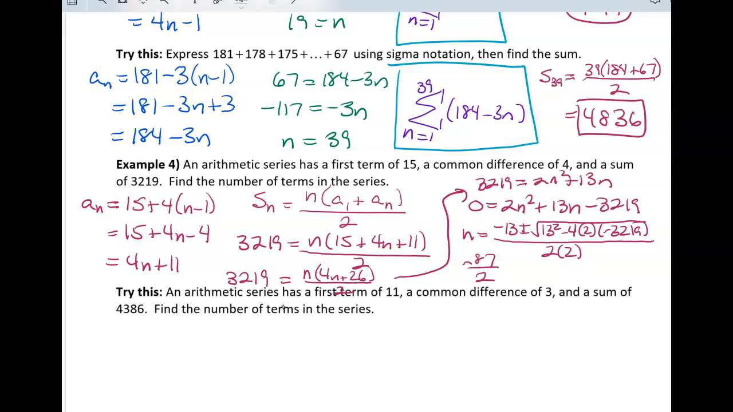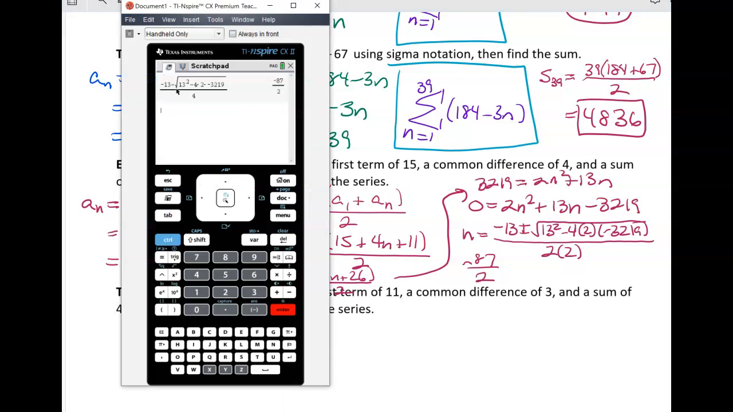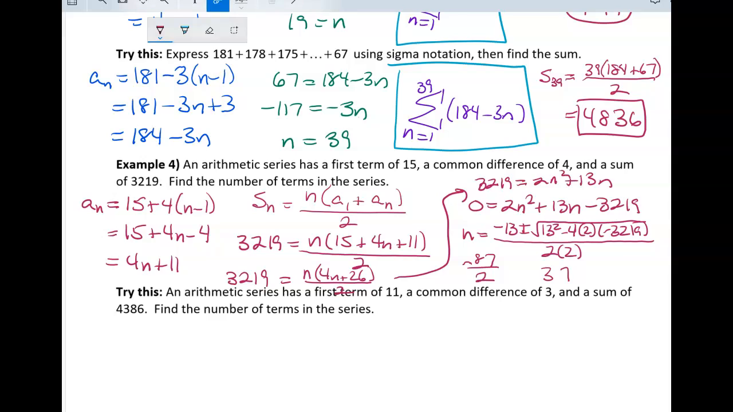There's a couple things wrong with that answer. Number one, it's negative. The number of terms in the series should not be a negative number. Number two, it's fractional, and n is a counting number. Now that's okay, because we have two solutions. One of them will be the right one. So apparently the right one is when we use plus instead of minus. So let's go back to that same calculation, and let's just change that minus to plus. And that'll give us 37, which is the correct answer. We got two answers algebraically, but only one of them made sense in the context of the problem.